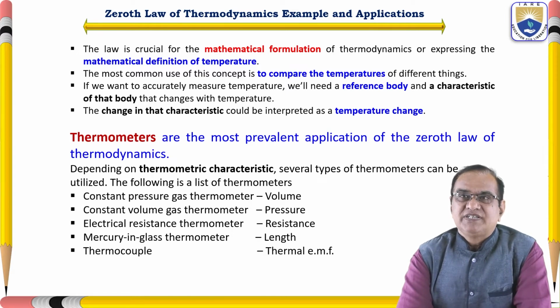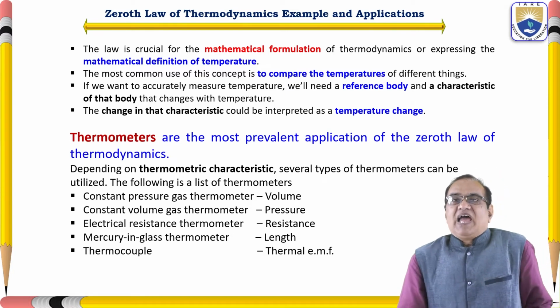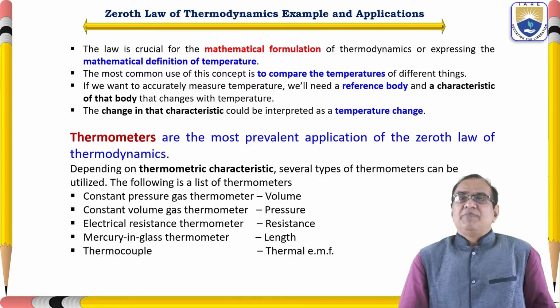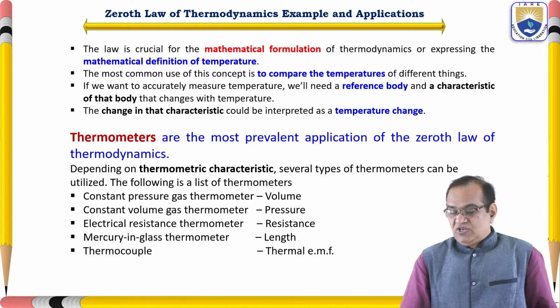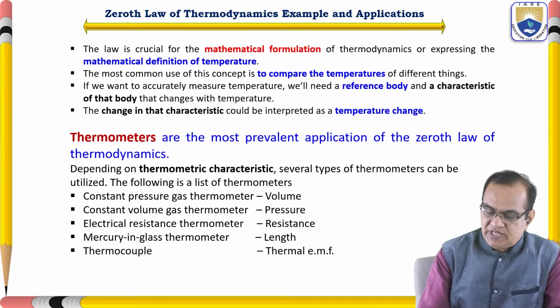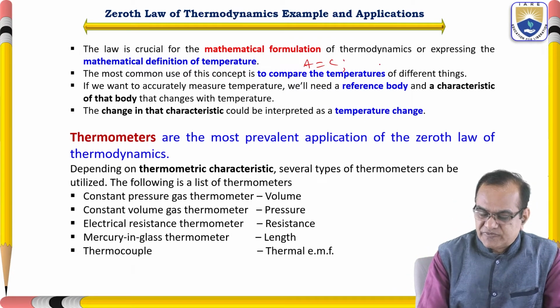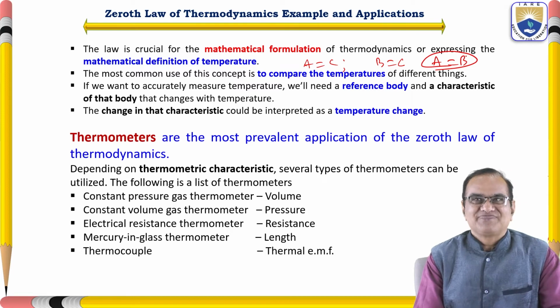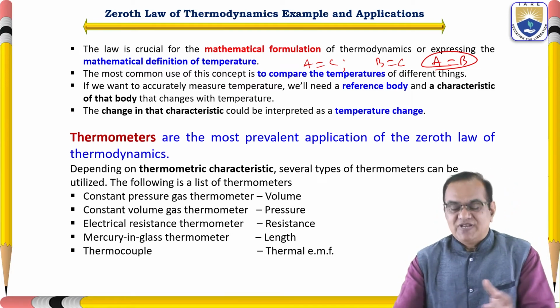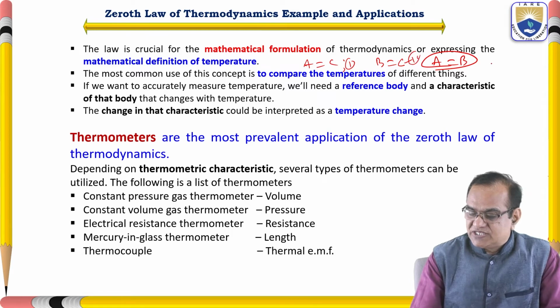This is a very important aspect of the zeroth law, and it is very useful for measuring temperature and thermometry. This law, the zeroth law, is crucial for the mathematical formulation of thermodynamics, or for expressing the mathematical definition of temperature. Just now I have told you, in the previous slide, that if A is equal to C and B is equal to C, then A is equal to B. So this is your zeroth law. This is a mathematical equation: this is equation 1, equation 2, and this is equation number 3.